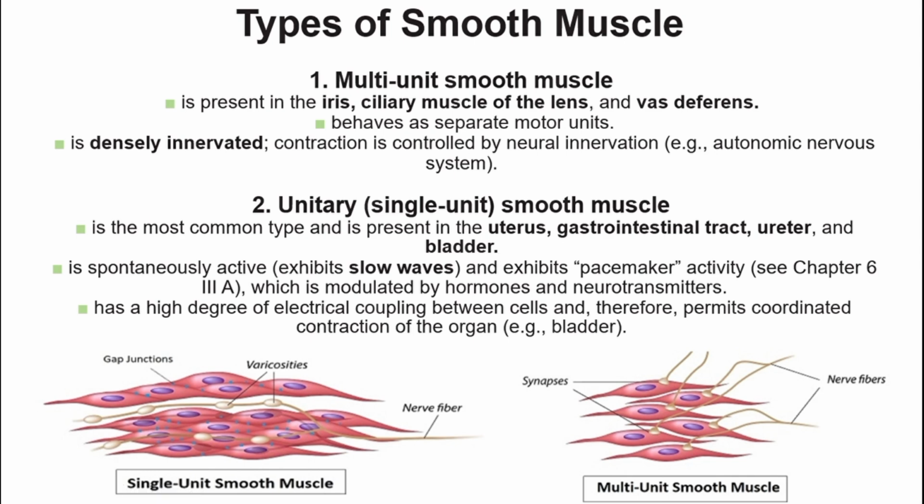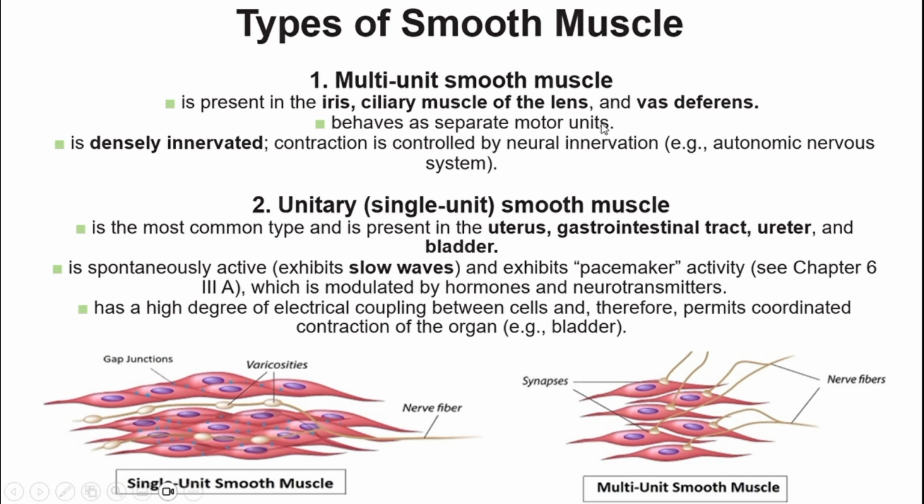It is spontaneously active, exhibits slow waves and pacemaker activity, which is modulated by hormones and neurotransmitters. It has a high degree of electrical coupling between the cells and therefore permits the coordinated contraction of the organ, for example, the bladder. So this is what we talked about, that is the gap junctions, and because of the gap junctions they have the high degree of electrical coupling between the cells.